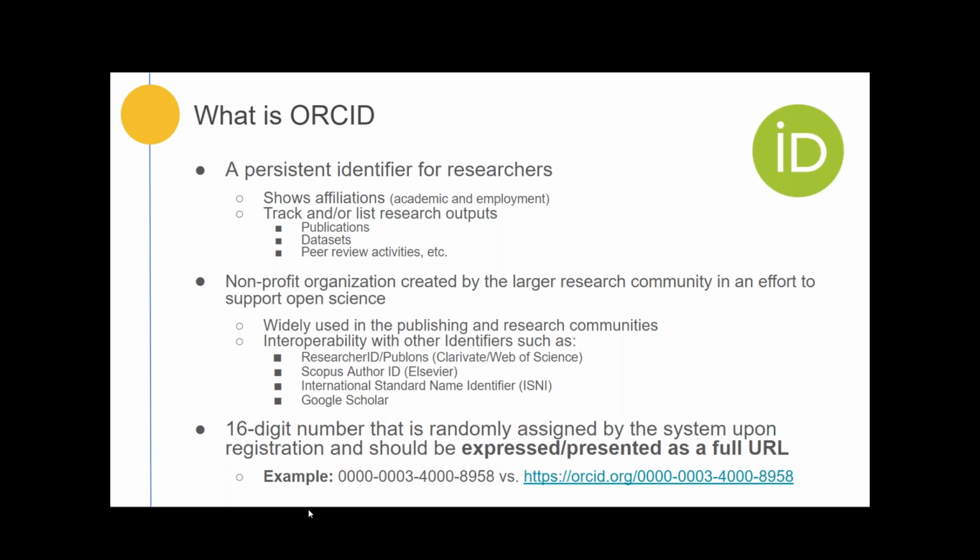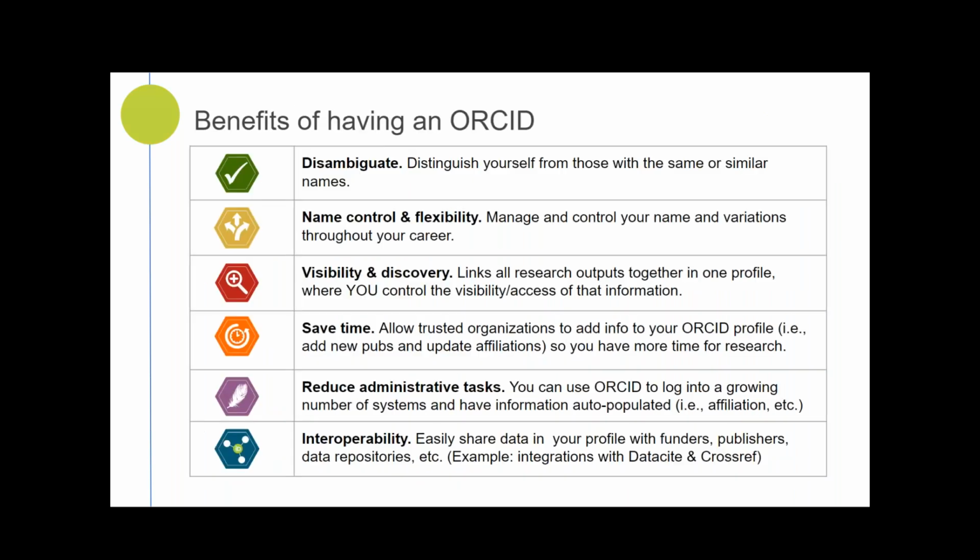An ORCID itself is a 16-digit, randomly assigned number. It's system generated, and it can be expressed in one of two ways. There's the number itself in this example, or there's a full URL. Typically, it is preferred to present it as that full linked URL. So there are a number of benefits to having an ORCID, and I'm not going to go through these in great detail because Sarah and I did go over this a few months ago when we did our initial ORCID webinar.